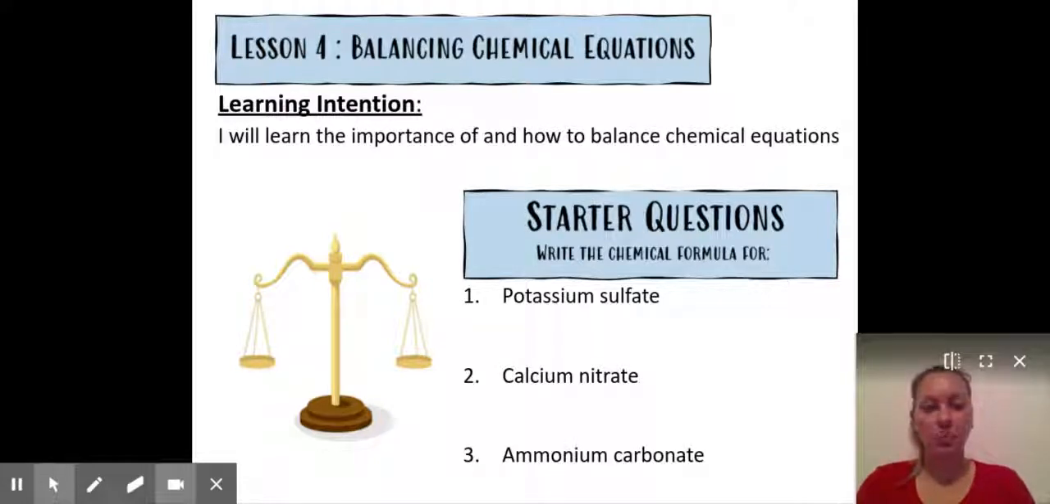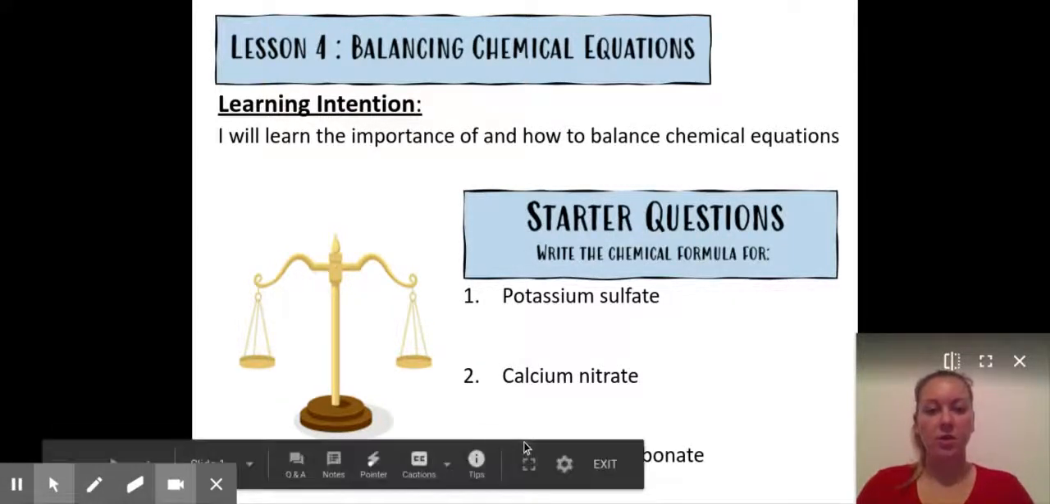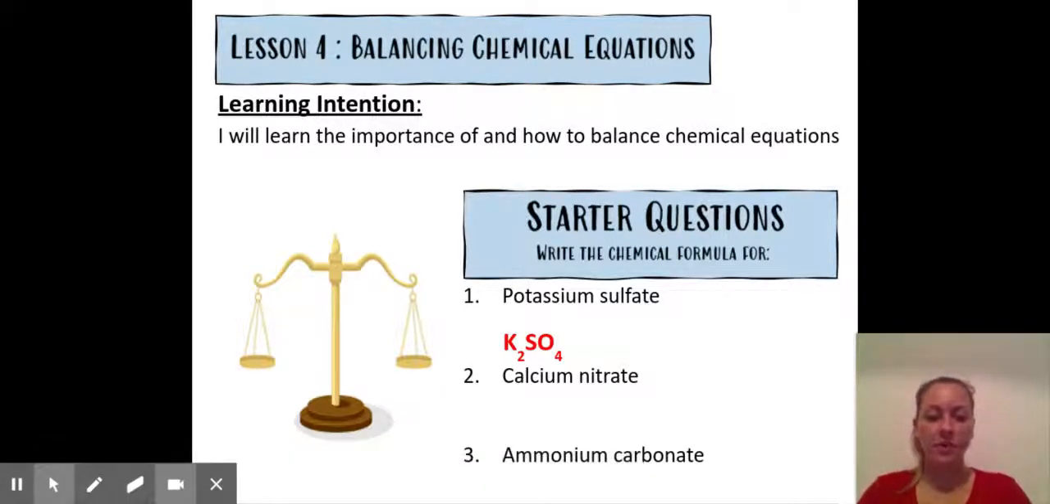So number 1 for potassium sulfate, we are going to have K2SO4, your sulfate having a valency of 2. If you go to page 8 of the data booklet, you'll find sulfate has a valency of 2. It's in the 2 column. Potassium has a valency of 1. If you swap and divide down, you end up with K2SO4.